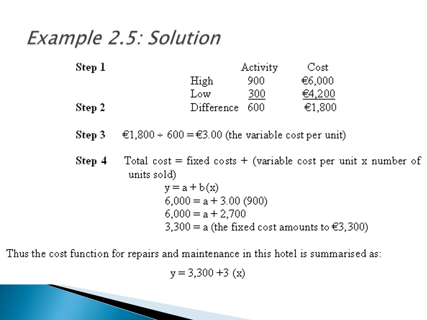So then we multiply the 3 by the 900 and we get 2,700. And then we want to isolate the A, so we bring it over the equals. So that's 6,000 minus 2,700 is 3,300. So our fixed cost is 3,300. So we now have established a cost function that says our total cost will be 3,300, which is our fixed cost, plus €3 times whatever the activity level.